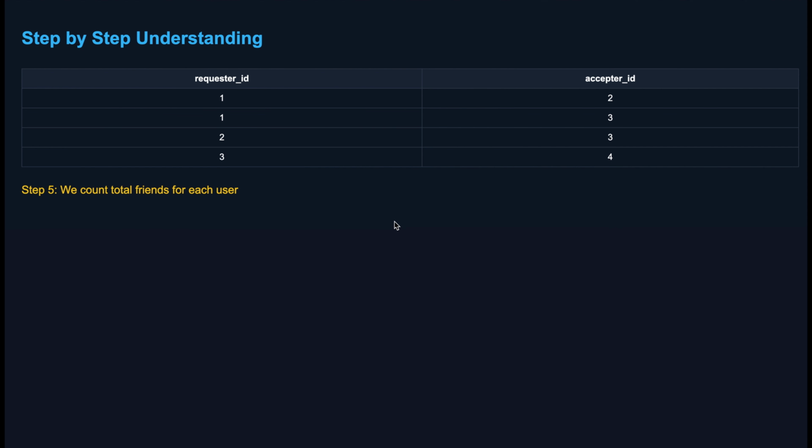Next, we simply count how many times each user appears, right? And this gives us the total number of friends for every user. Finally, we return the user with the highest count. And we do this using TOP 1 after sorting in descending order, right? So now maybe let's translate this entire logic into SQL step by step.